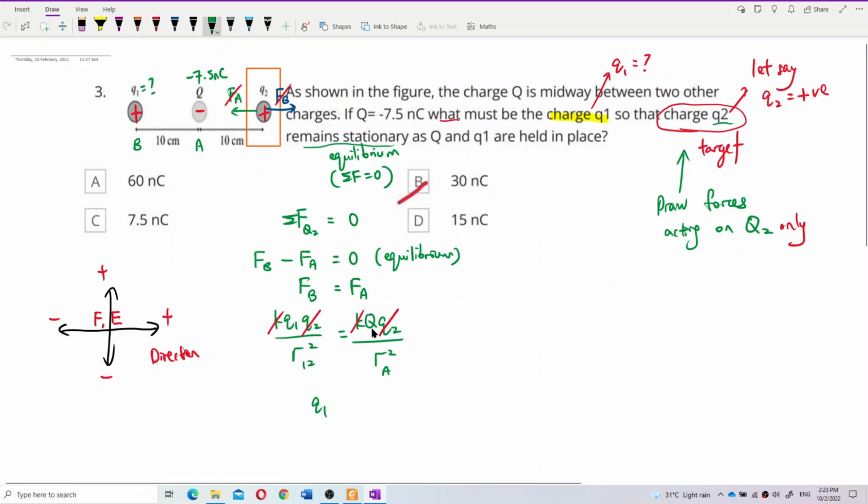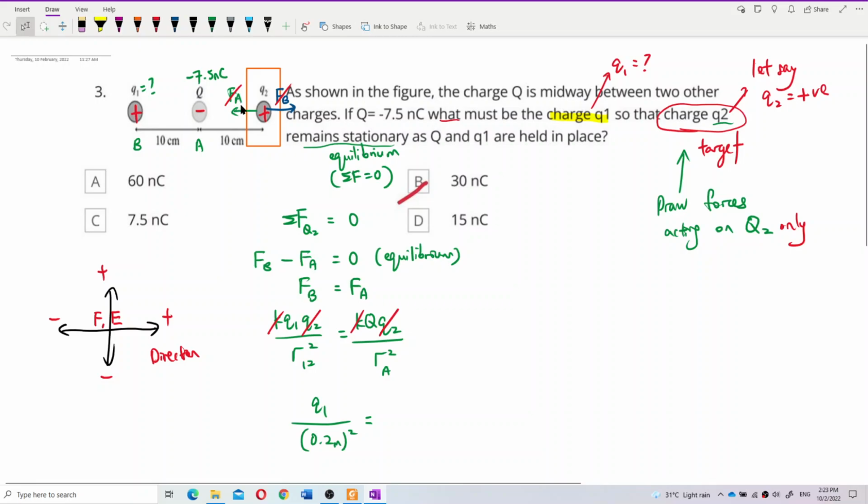So R12 is 10 cm plus 10 cm, so it's 20 cm. 20 cm divided by 100 is 0.2 meter. I need to change to meter. So 0.2 meter square. And then the big Q is negative 7.5 nanocoulomb. I maintain it as nanocoulomb.